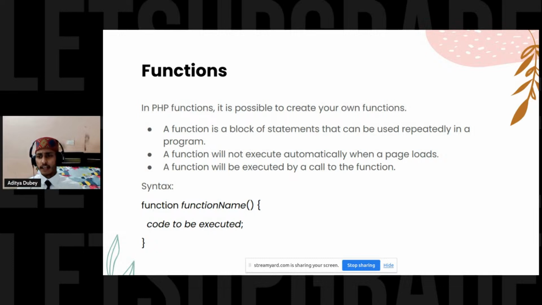Number two, it helps us in debugging because it's one central location. If there is an error, we'll check that location. If the function is right, then we'll check where else it could be. So there are a lot of benefits. And in PHP, we have a very simple syntax. We write function, then the function name, whatever name we want, then brackets, and then inside the curly braces, we write the code. This is the syntax. Hope you could see.